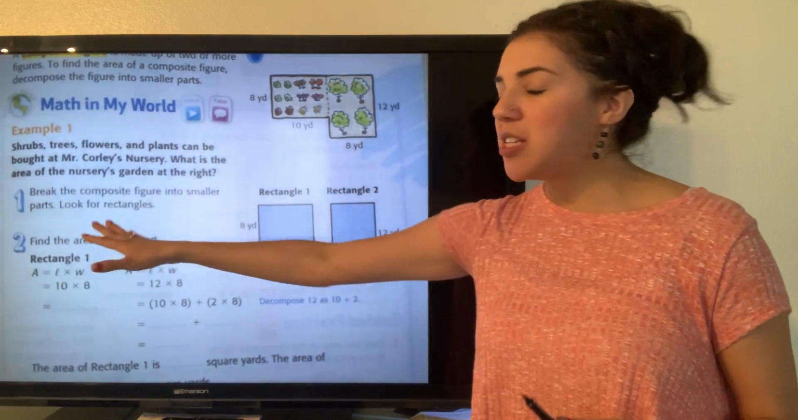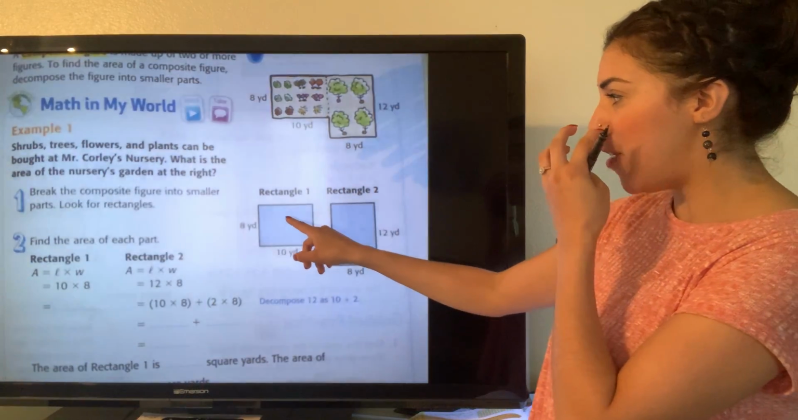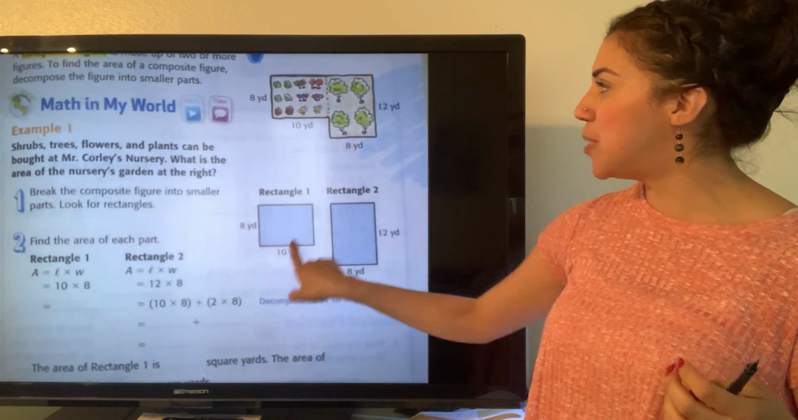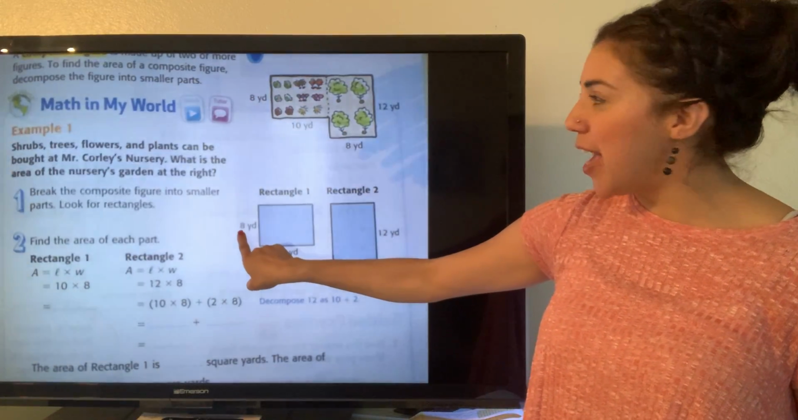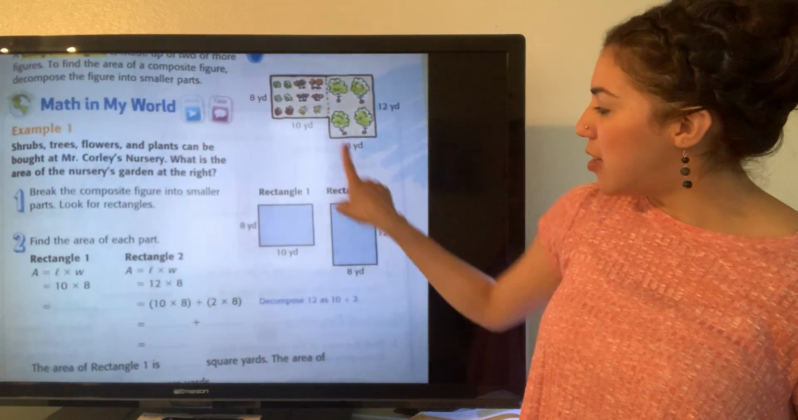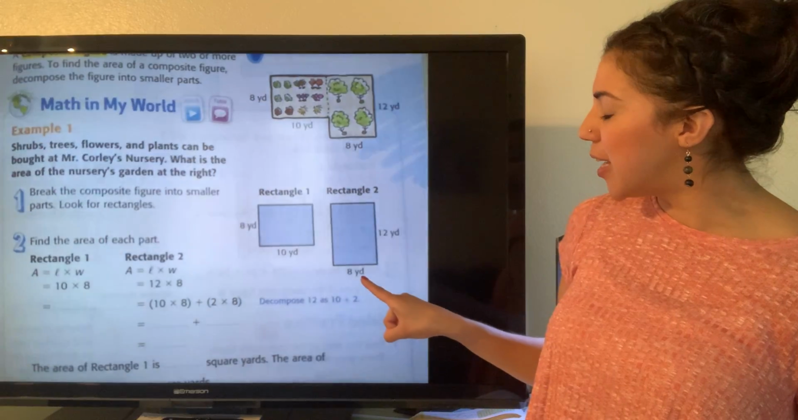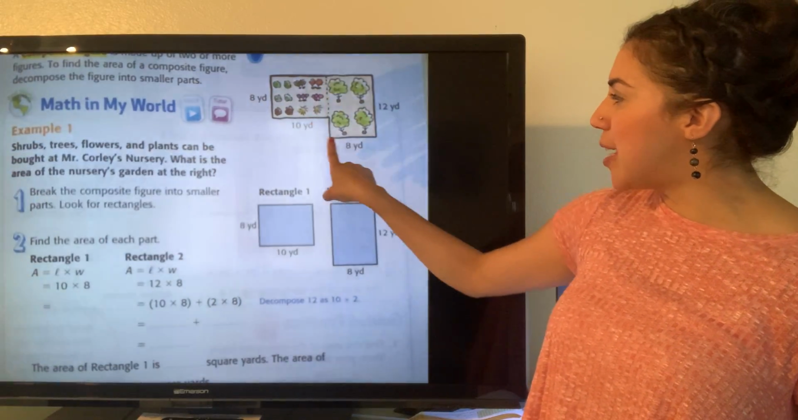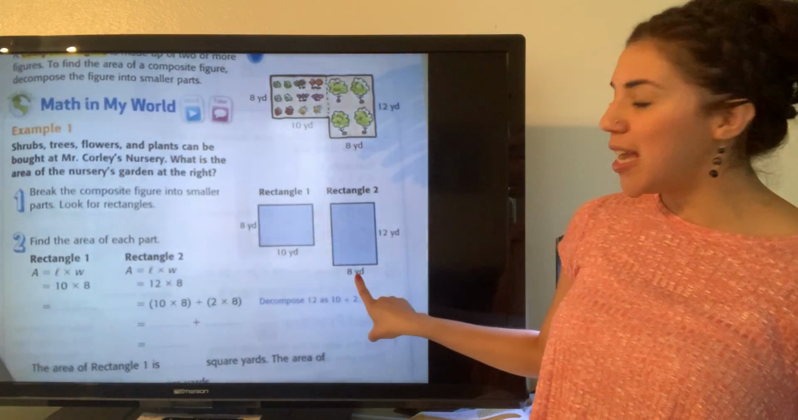Step two is to find the area of each part. Here they have rectangle one that they split up, which would be this area here. I know that because you see how they have 8 yards, and this is 8 yards, and then this length is 10 yards. And then in this rectangle, we have 12 yards and 8 yards.